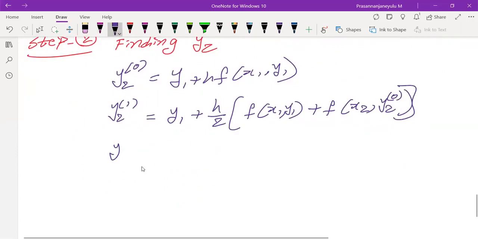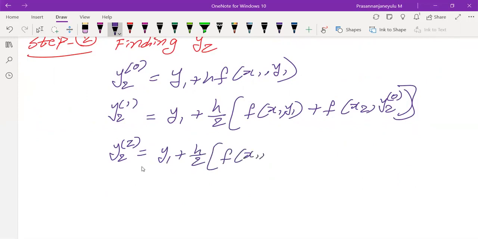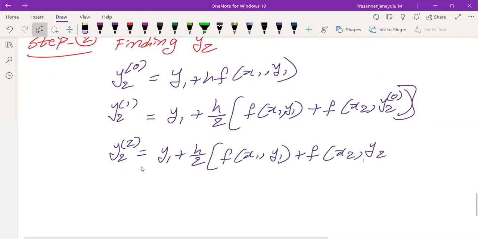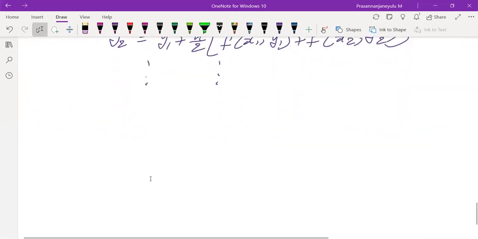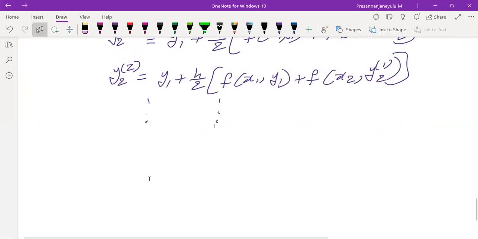Same manner, what is the second approximation of y2? Second approximation of y2 is y1 plus h by 2 into f of x1 comma y1 plus f of x2 comma, what is the latest approximation of y2? The first approximation of y2, so this one. Like this we have to continue. So this is for finding y2. How many approximations do we have to take? Until the successive approximations are nearly equal, but generally it is enough to do 2 or 3 approximations of y1, y2, y3, like that.